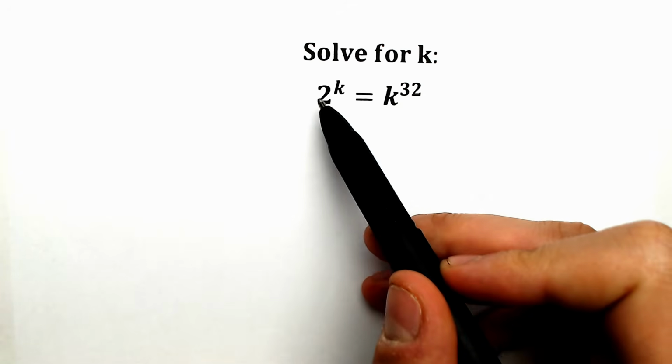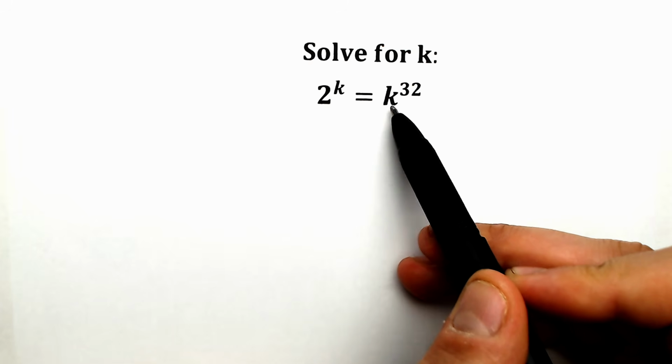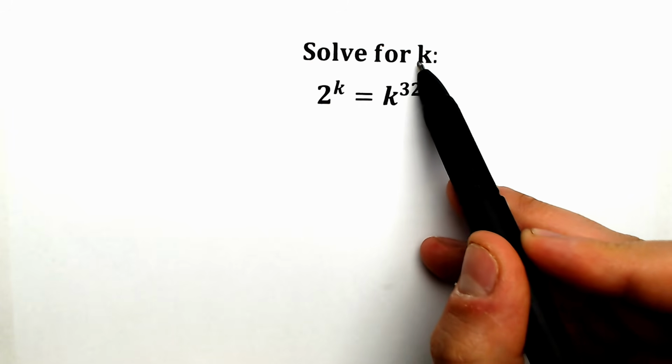Today we have a great algebra question: 2 to the power k equals k to the power 32, and we need to solve this question for k.